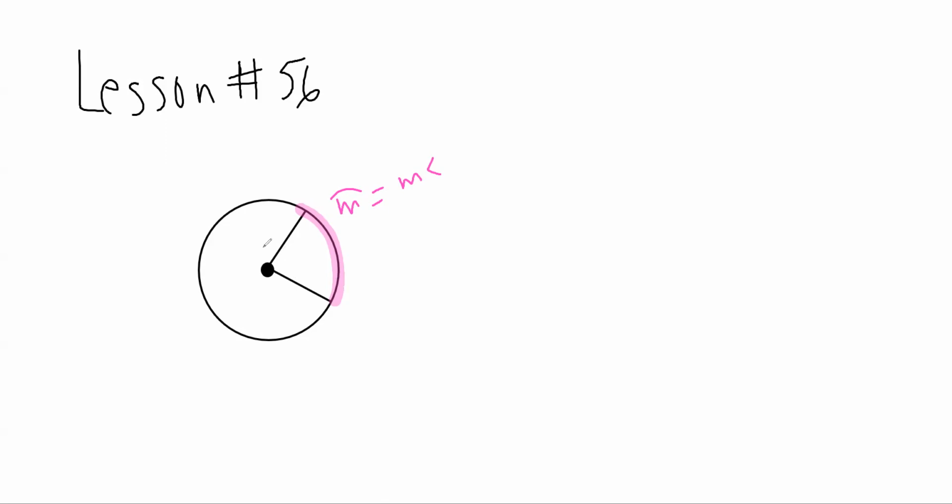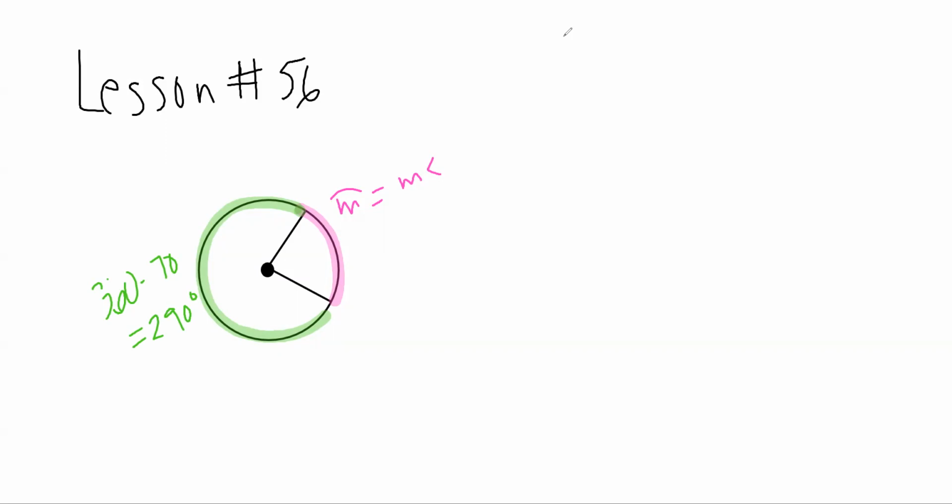Okay, so if this is 70 degrees, that means that this piece here is going to be 360 minus 70, which is going to equal 290 degrees.